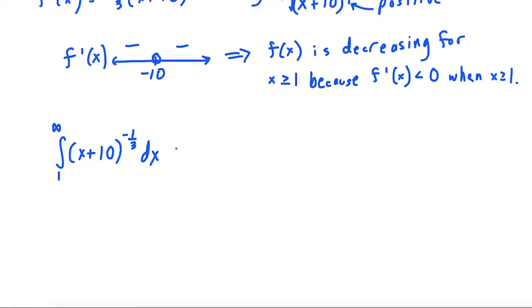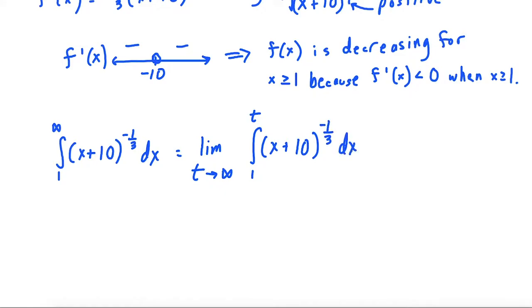But then what we want to do so that we could evaluate this, we're going to have to set up a limit. The limit as, and we could choose a different letter, let's say t, the limit as t goes to infinity of the integral from 1 to t. So now this is essentially matching this integral that we have here. And we write our function. We have x plus 10 to the negative 1/3 power. And all we need to do here is evaluate this integral.